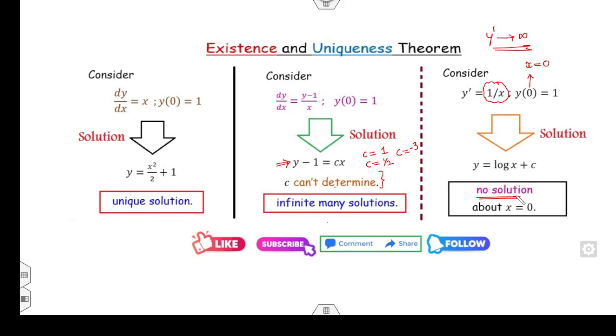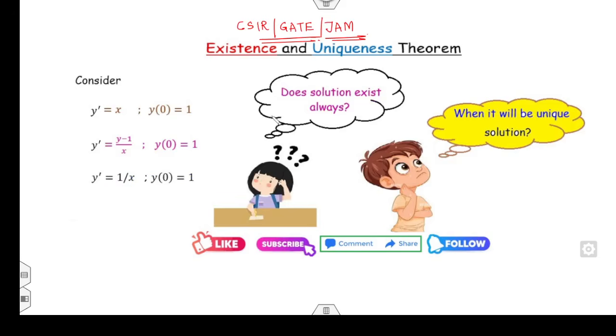So what you have observed from these three examples: the initial value problem may have a unique solution, the initial value problem may have infinitely many solutions, or the initial value problem may have no solution. And that's why our major target is, the question arises, when does the solution exist and when will it be unique. Clear? That's a simple motivation behind the existence and uniqueness theorem.